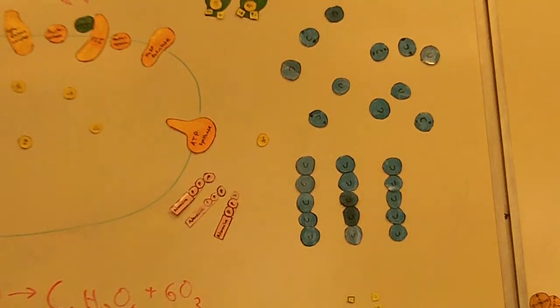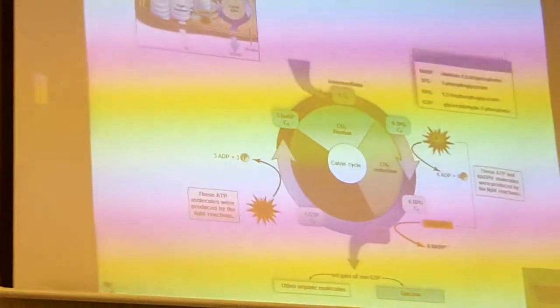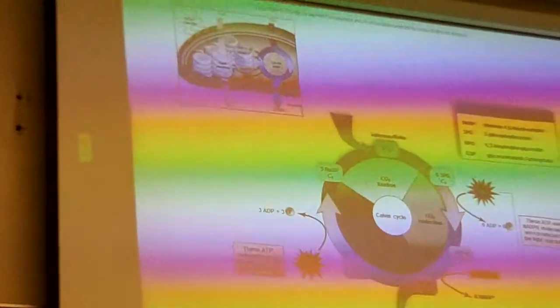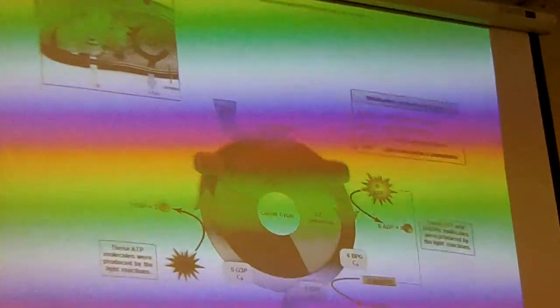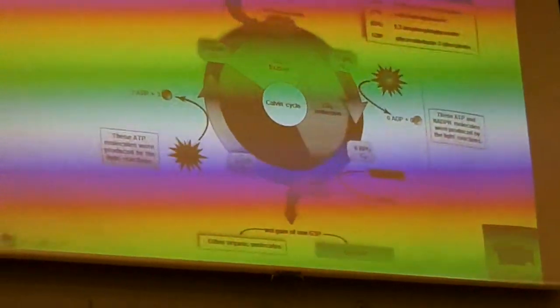It shows this picture in the book to explain the Calvin cycle. And this is what I was saying. You don't have to know every little step. That's too much to know. There's only a few steps that are important.